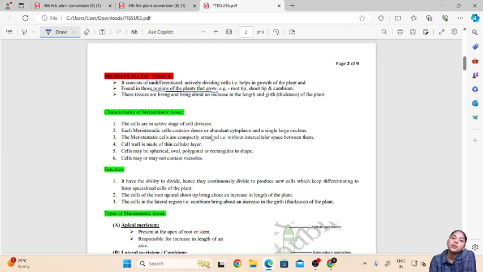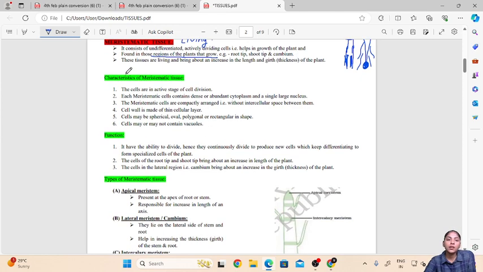So in plants the regions which grow are the shoot tip, then the lateral region or the cambium region, and then in roots the root tip will grow. So these parts will usually have the meristematic tissues. Now these tissues are living and bring about an increase in the length and girth of the plant. So meristematic tissues are always living tissues.